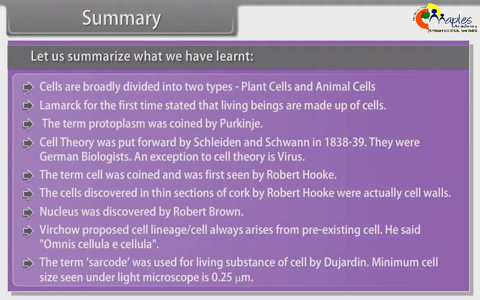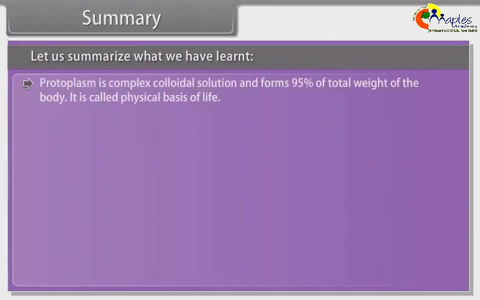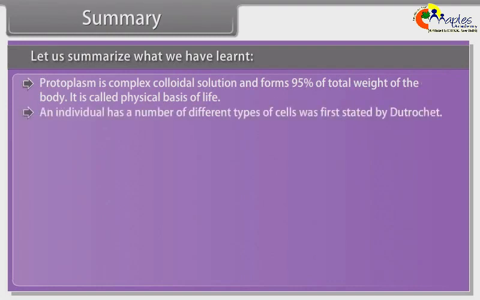Minimum cell size seen under light microscope is 0.25 micrometer. Protoplasm is complex colloidal solution and forms 95% of total weight of the body. It is called physical basis of life. An individual has a number of different types of cells was first stated by Dutrochet. The cells vary in their shape, size, and activities or functions.